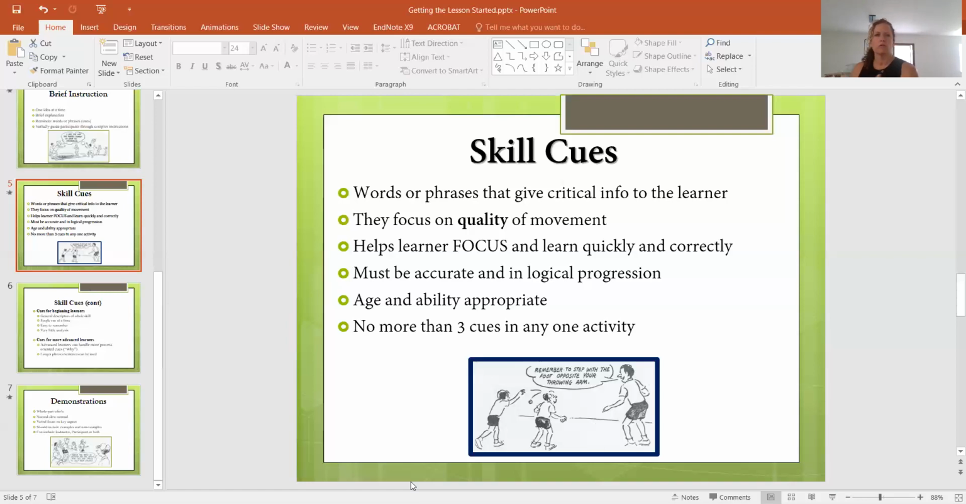And so if you are focusing on that, as well as something with your legs and something with your arms, then something's got to give. You're not going to remember all of those things. So it kind of just depends on the activity, but sometimes you do only have one cue.